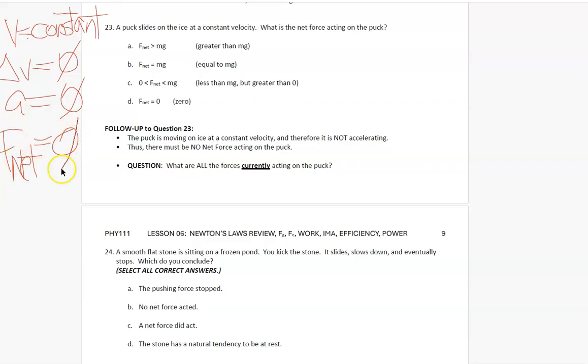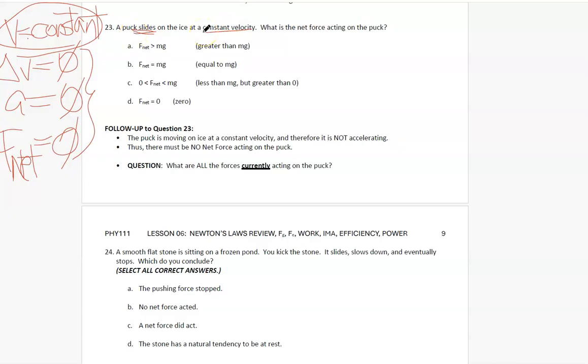Now you notice 3 of these things say 0. This one just says constant. It could be 0 or it could be just any other number that's not changing. So don't make the mistake of saying the velocity has to be 0. If it's at rest, it's 0, but it could be moving along at a constant velocity, which is what it says. It says slides at a constant velocity.